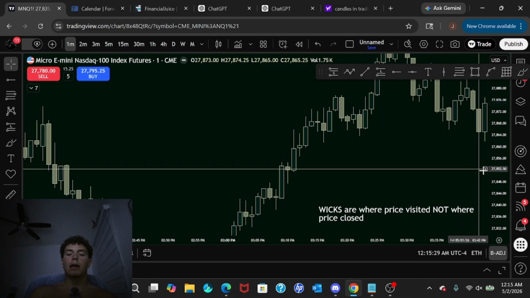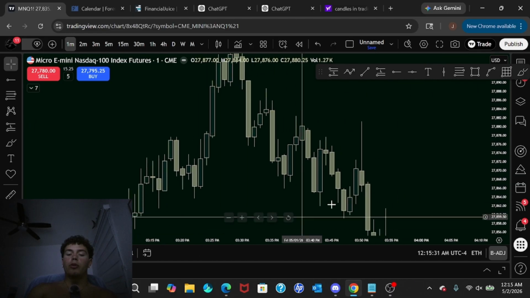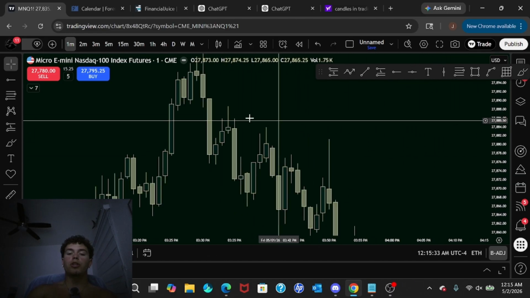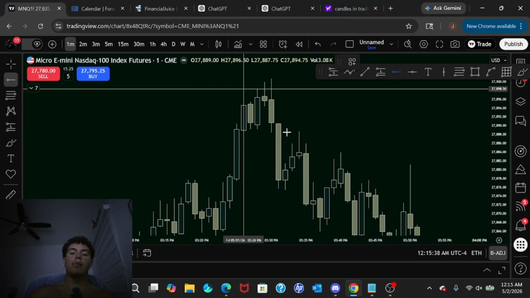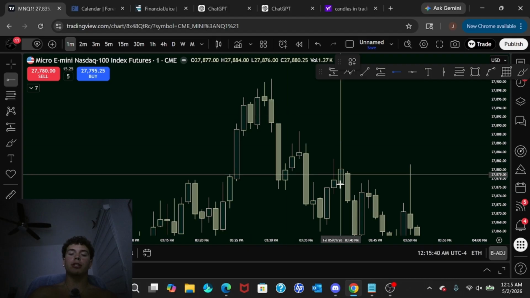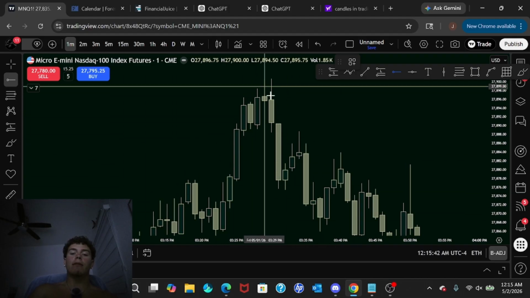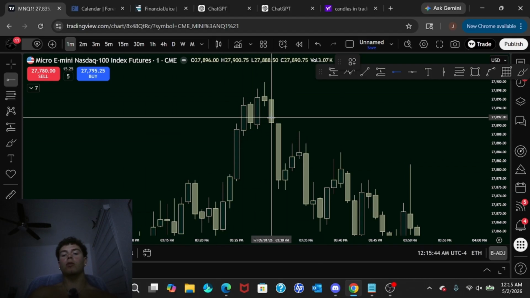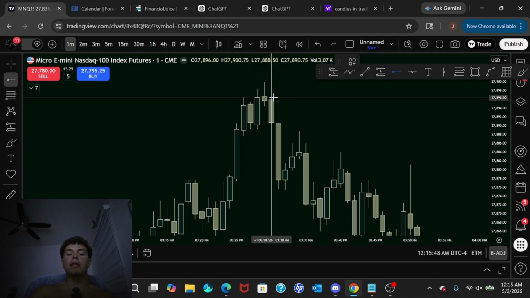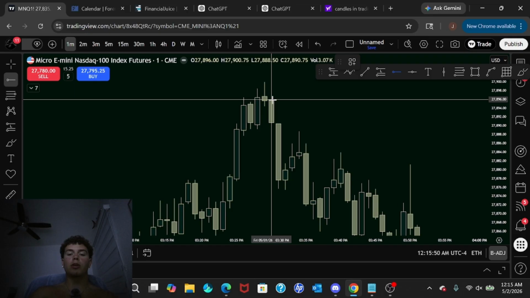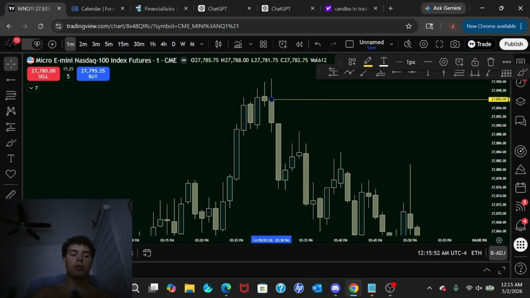Again, I'm going to give you a little bit of homework on your own chart. I want you to mark out the opens of two bearish candles. I'll do two with you guys, so we'll just do one and one. We'll start with the bearish. So this is where price opened for that bearish candle.